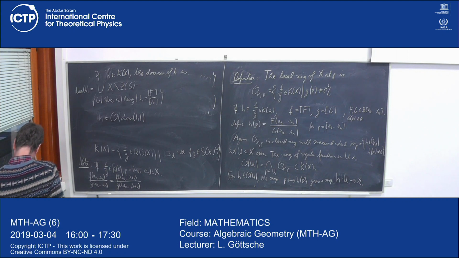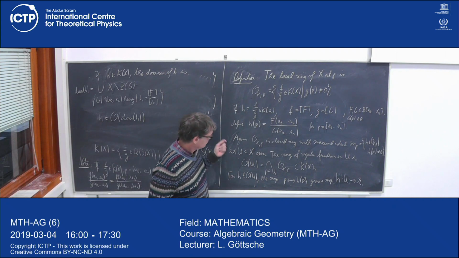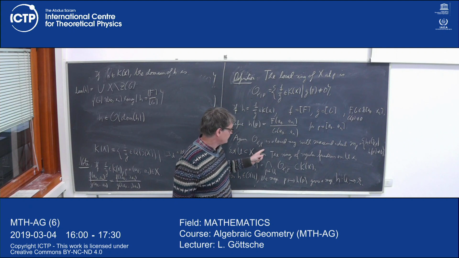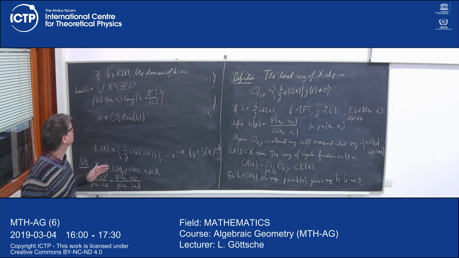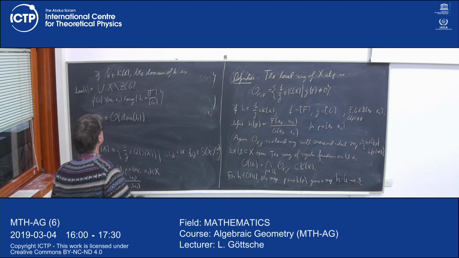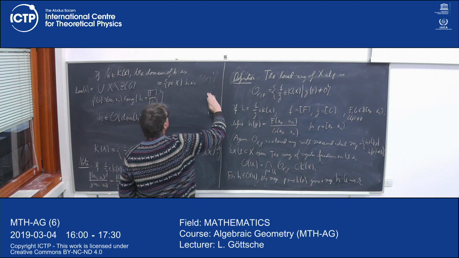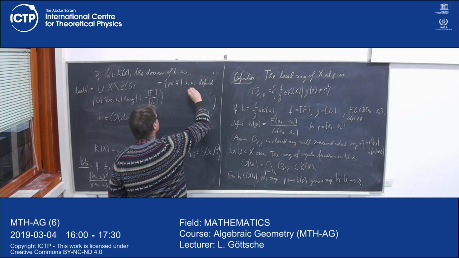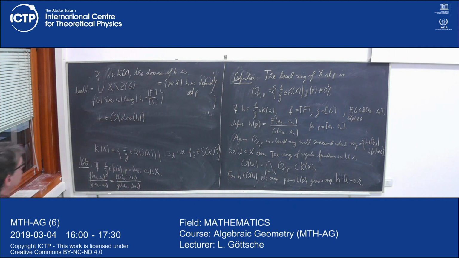Maybe I should have also said again, we say that h is defined at p if h lies in O_{X,p}, as in the affine case, and obviously the domain of h is equal to the set of all points p in X such that h is defined at p.